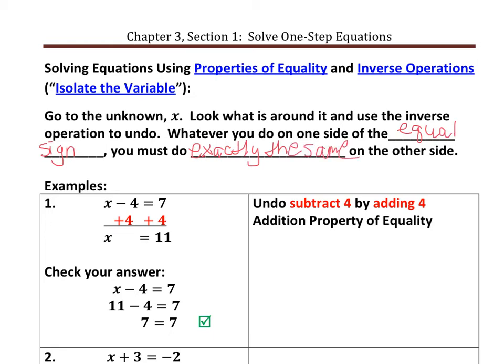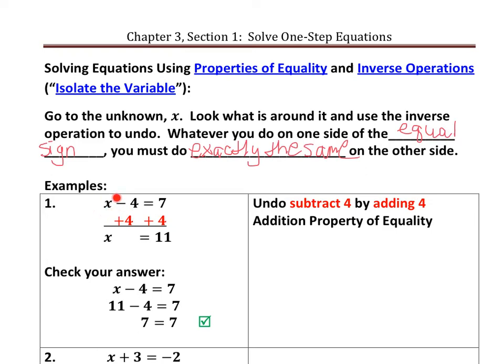That's key. Those are the properties of equality. Okay, let's take a look at this example here. X minus 4 equals 7. I know you're using mental math and you're saying what minus 4 equals 7, and you can immediately come up with 11. But I want you to practice using the inverse operations because the equations are going to get a lot more complicated. So here we have x minus 4 equals 7.